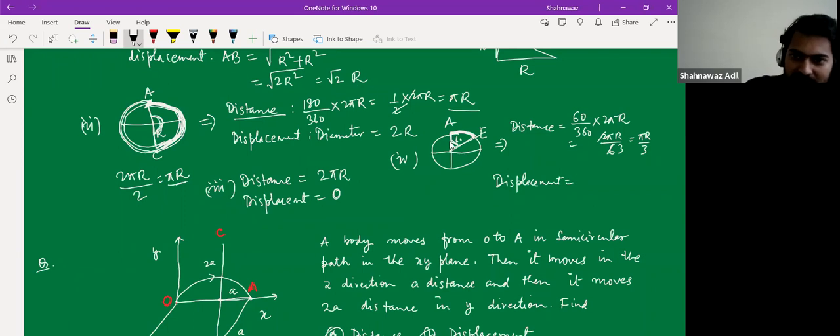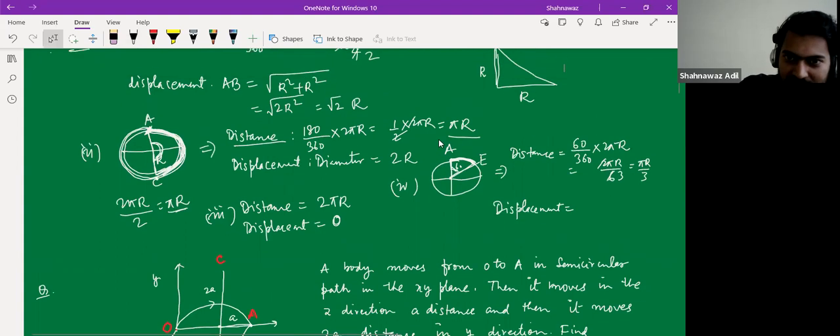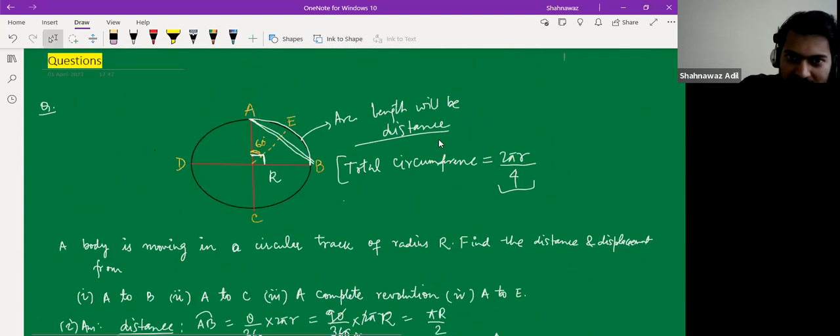So this diagram is very horrible looking. I will come back to this diagram. So from here, what will be the displacement from A to E? This will be this distance, right? Yes, the chord length.